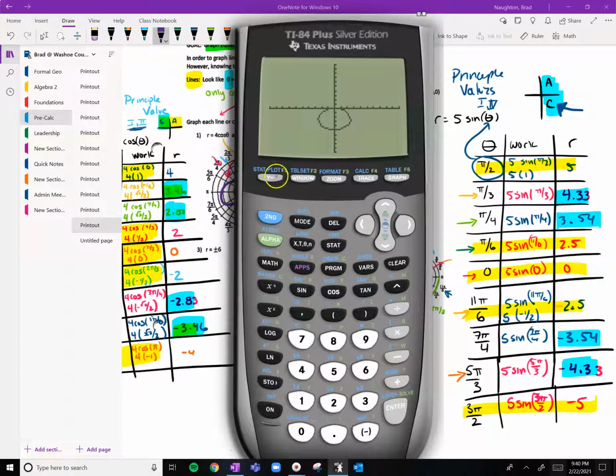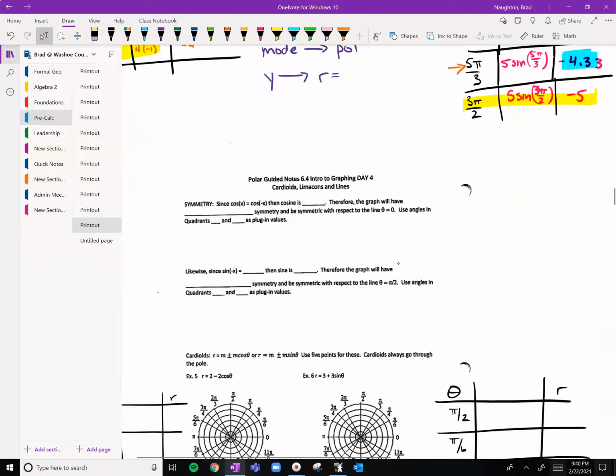The only one that I'm not exactly sure how to do, I'm sure that someone knows at some point, is the one where your lines with the theta, since these are r's. I'm not sure how to do that on the calculator, so hopefully another teacher could let you know or clue us all in, because I don't know. So let's go back to our notes and continue on talking about some symmetry.